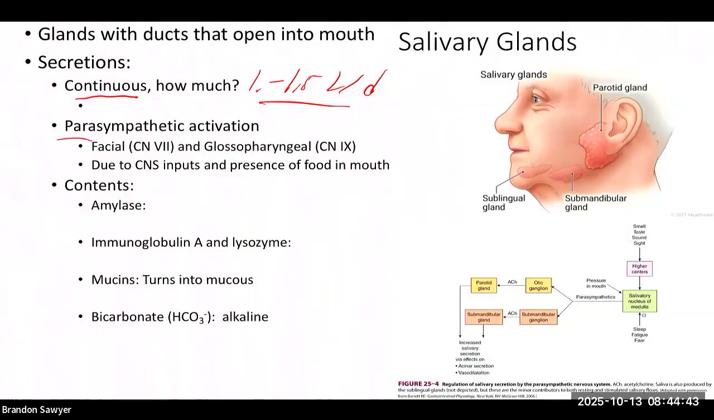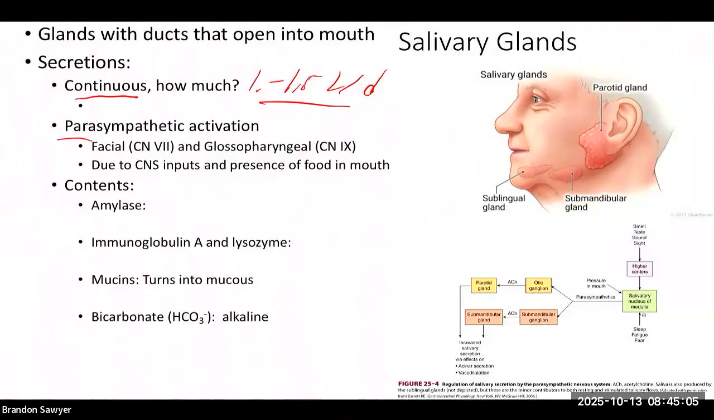Okay. I guess the other fun stat here is that these guys secrete their own weight every minute. They're not very big, right? But every minute that they're secreting things, it's the equivalent of the weight of the gland, right? And so it's just a lot of fluid that they're producing and pumping out constantly, right?